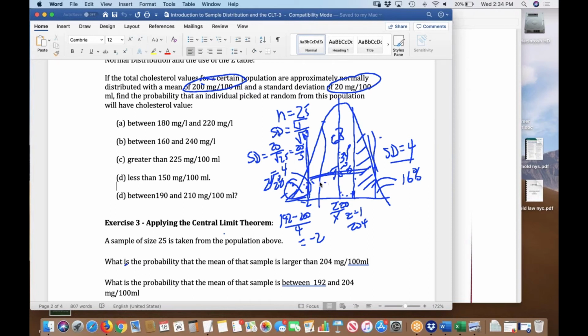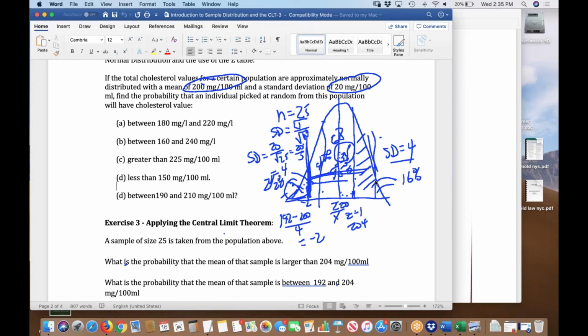That 2.5% would leave 47% between the mean and that value of 190, and 34% between... oh, I'm sorry, where is it? Am I looking at the right one? Oh, 204, 192. Right. So that would be 2.5%.